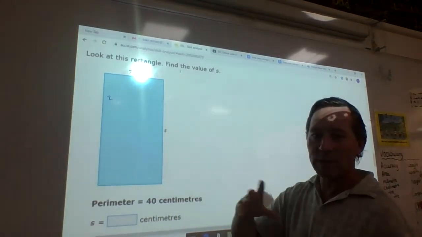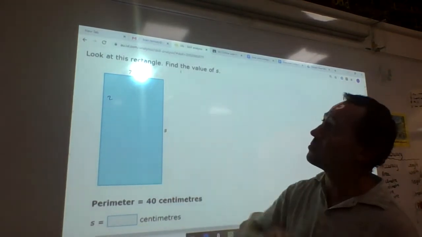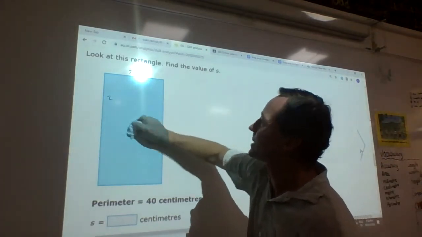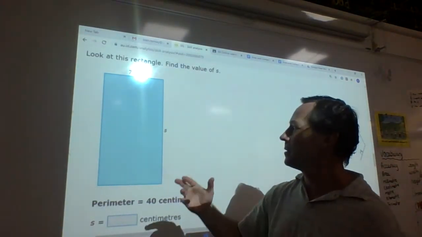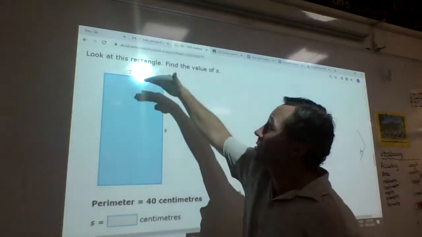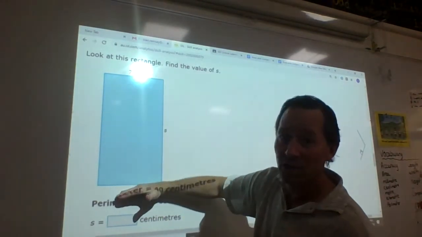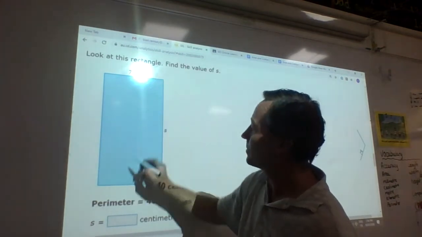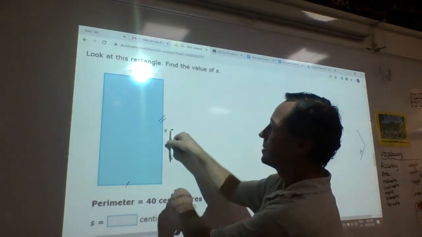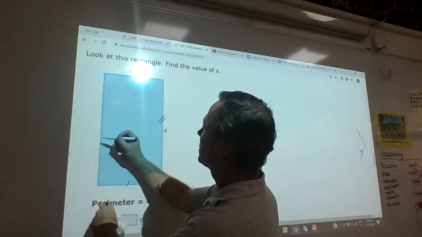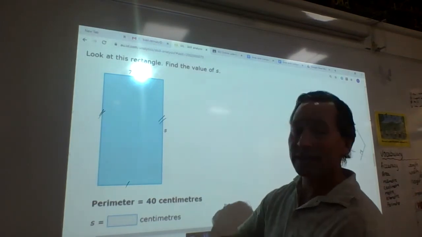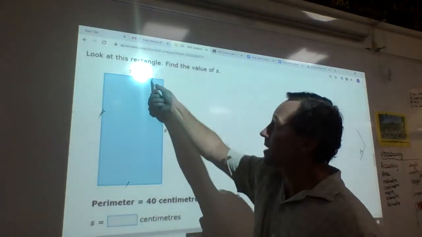Okay, this is one of those ones that we had similar to before. Look at this rectangle. Find the value of S. So, at the moment, it's a rectangle, which means this side is parallel to this side. So I could put that, those two are the same, and S is parallel to this side here. So I could make that. With that in mind, if I'm trying to find the perimeter, that side is equal to that.